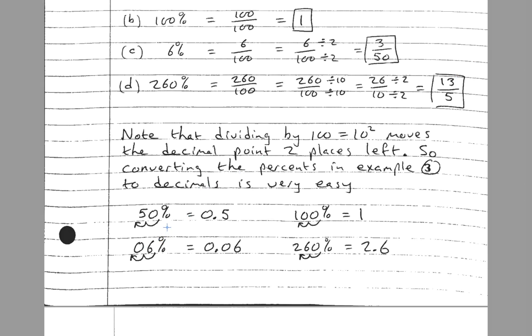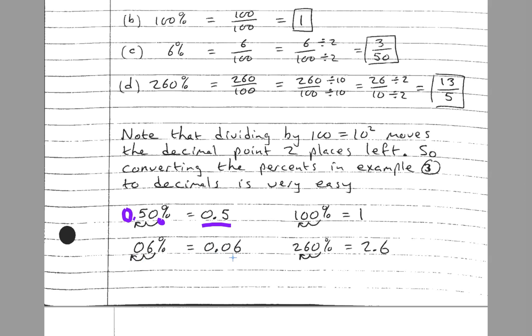These examples were all whole numbers. So for 50, the decimal point starts here. Move it 2 places to the left to convert this percent to a decimal. So it ends up here, and you can add an insignificant 0. So 50% as a decimal is 0.5. 100% as a decimal is 1.